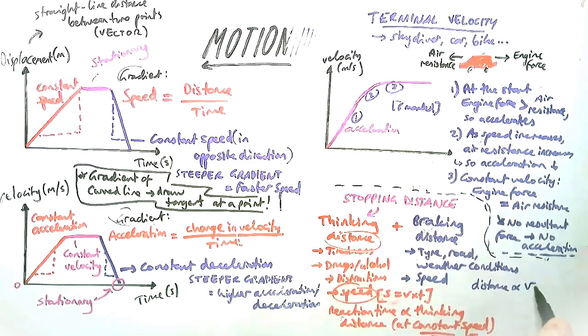For braking distance, it's a little bit different. Distance is proportional to velocity squared. The reason for that is because of this equation here. So if I was to double the velocity, the distance would go up by a factor of 4. They are not directly proportional to each other.